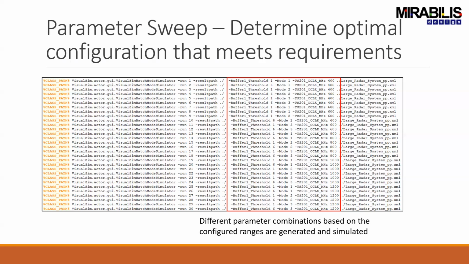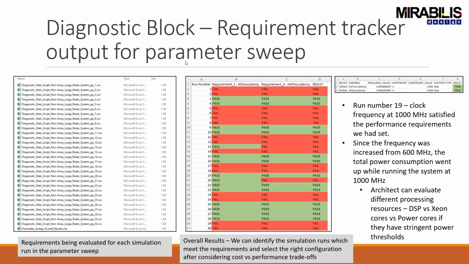So we run all of these combinations, and then the diagnostic block is going to keep tracking the requirement. So for each use case, each parameter sweep we do, we can see it is going to generate an output file for each simulation. So you can see all the result files generated for different simulations listed, and also an overall results file, which is going to list out the run numbers and whether each passes or fails. So we could see a couple of runs which passed, but then it is up to the architect to make the decision according to the cost performance trade-off.